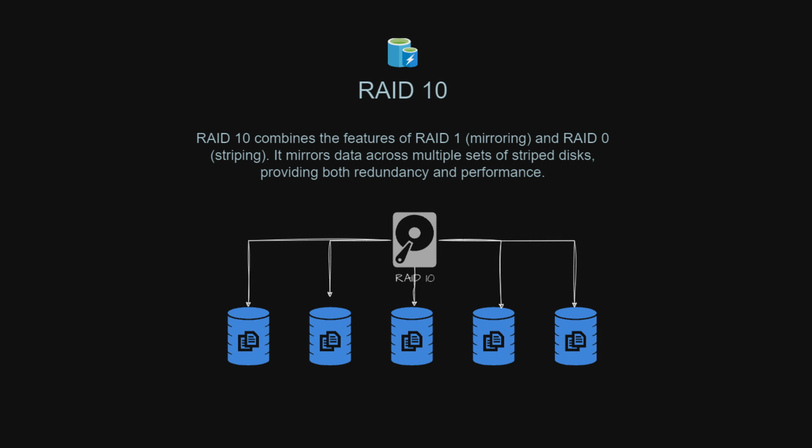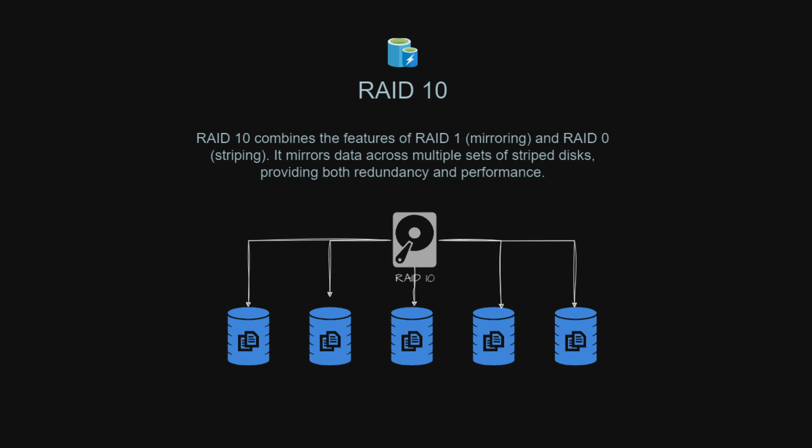Next comes the RAID 10. RAID 10 combines the feature of RAID 1, which is mirroring, and RAID 0, which is striping. It mirrors data across multiple sets of striped disks, providing both redundancy and performance. Consider 4 disks: disk A, disk B, disk C, and disk D. In RAID 10, data is mirrored across pairs of disks, and the mirrored pairs are striped.